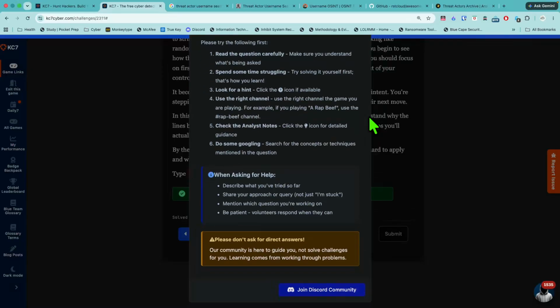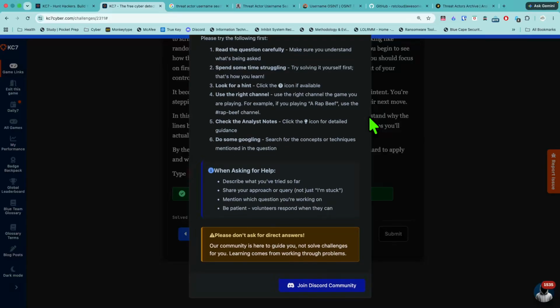Four, use the right channel for the game you're playing. For example, if you're playing Rap Beef, use the Rap Beef channel. Five, check the analyst notes. Click the light bulb icon for detailed guidance. And six, do some Googling. Search for the concepts or techniques mentioned in the question.